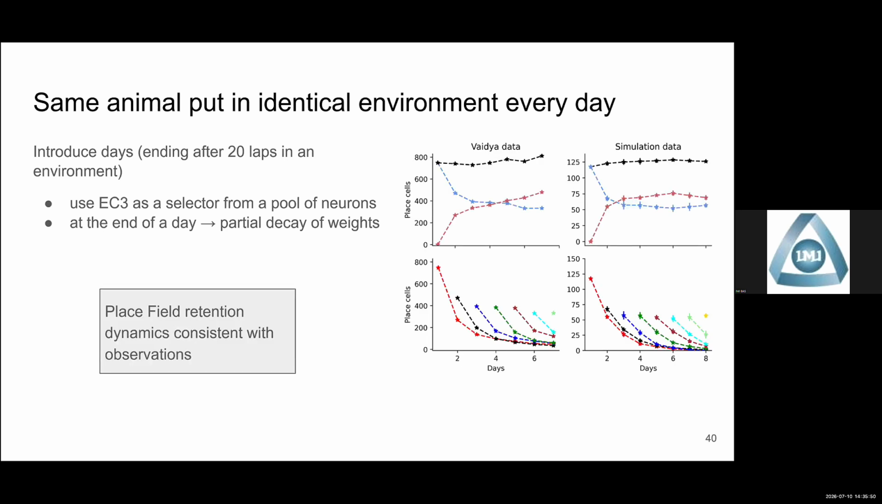And if I do this, what you can look at in the Vaidya data is that the number of place fields across days for a given environment stays fairly constant. These are the new place fields, so the place fields that were not already present on the previous day. Of course, at the beginning, all place fields are new. Then on the second day, not all are new anymore because you have a part that is retained, and this decays here and at some point this crosses here.